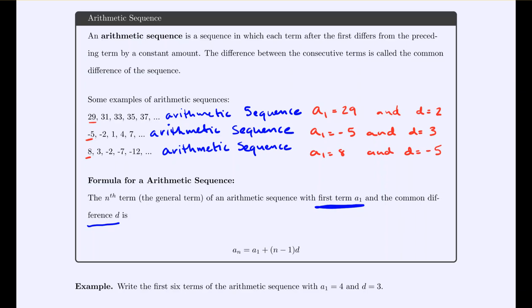Now you can always write a formula for an arithmetic sequence. You can find the general nth term, which we would describe as a subscript n, if we know the first term and the common difference by this formula. The nth term of an arithmetic sequence is always equal to the first term plus n minus 1, and here n is our variable, times the common difference d.